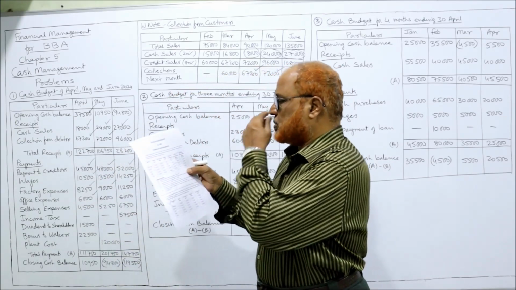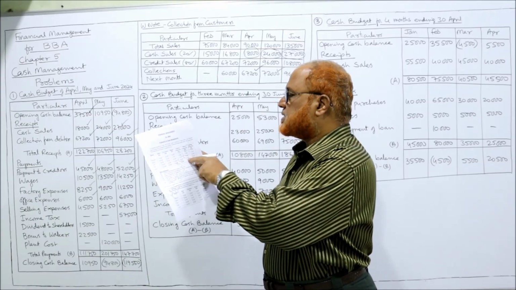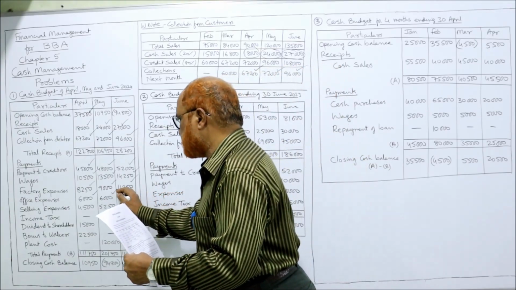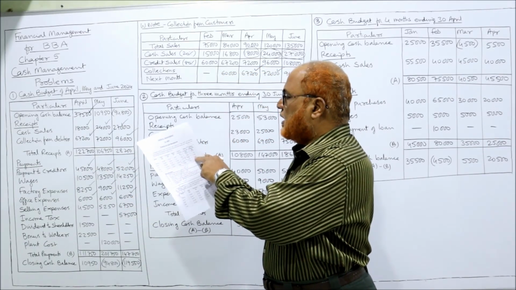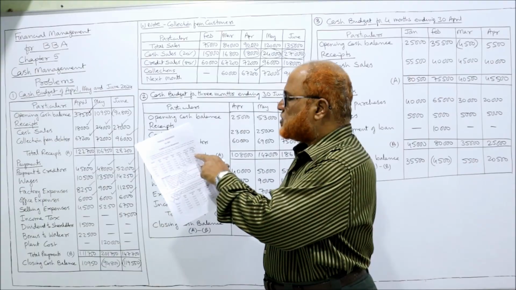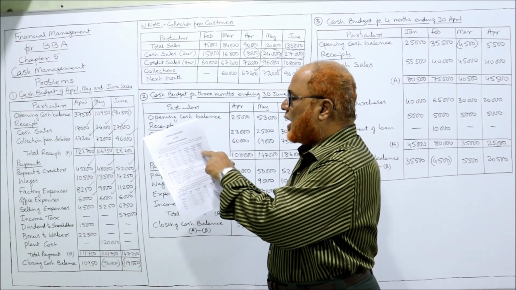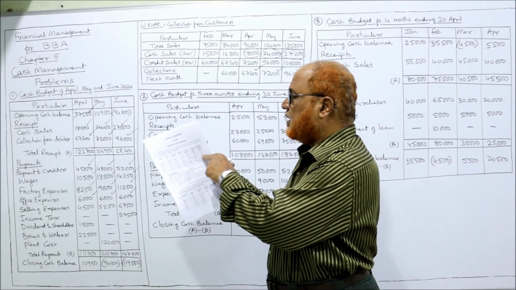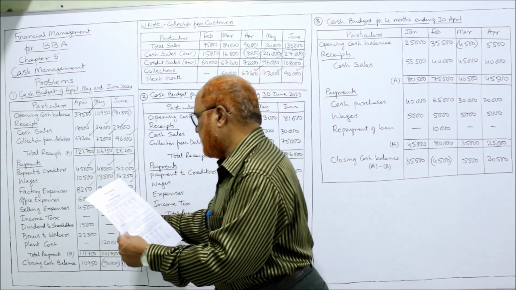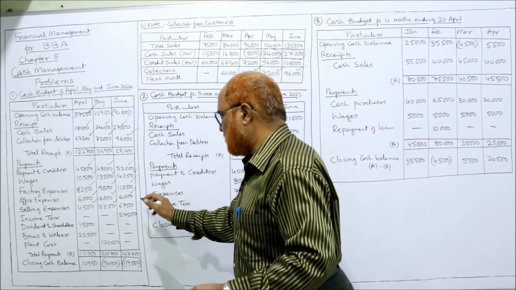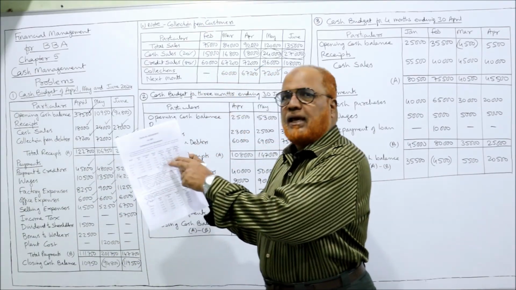April 6,000. The next one is 6,000. Then 6,000. This one over. Office expense over. Now selling expense. Selling expense of February will be paid in March. March 4,500 in April. 4,500. Then 5,250. Then 6,750. We have taken all expenses.